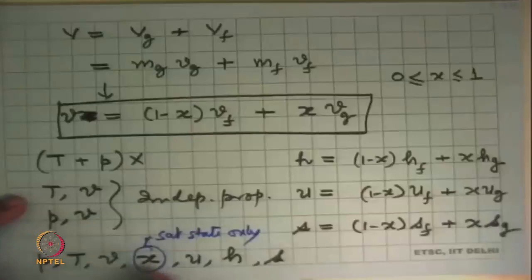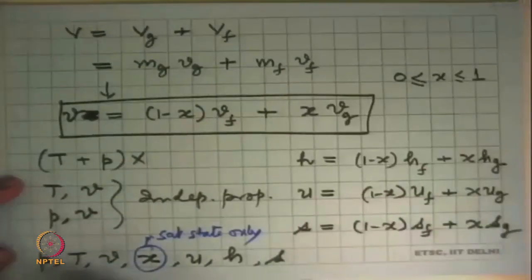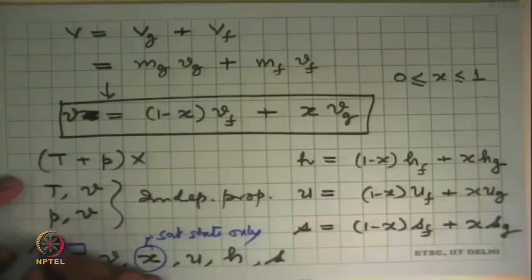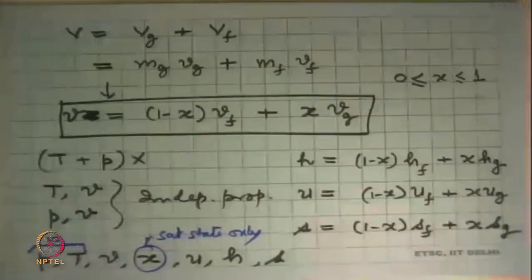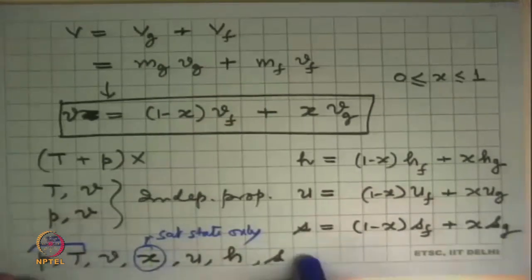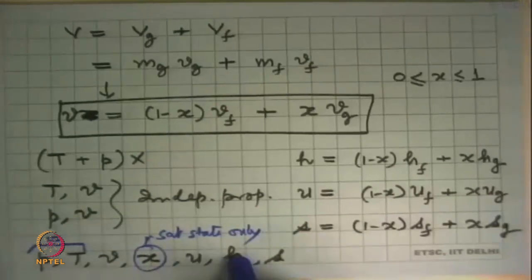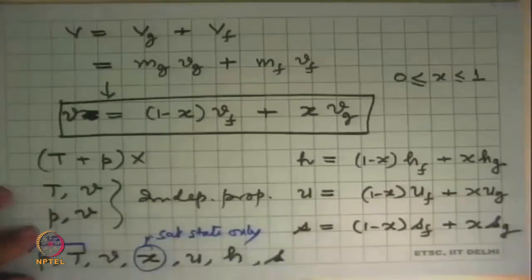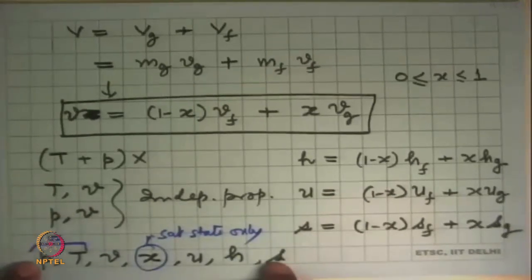So in any case, for saturated state, that is defined, and these two are interdependent. They are one and the same. Otherwise, in general, any two properties out of this will completely specify the state of the system. So if I know U and H, good enough. State is uniquely specified, we can go back to the property tables and get all the other values: pressure, temperature, specific volume, specific entropy. If P and S are given, same thing.